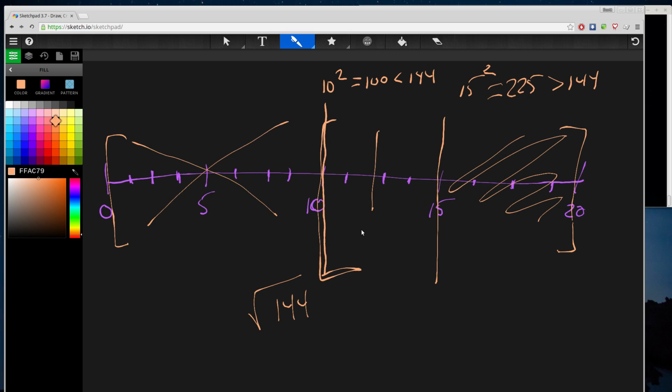And now I'm going to go to the 12.5. And 12.5 is going to be obviously a little larger than 144. We know that just because we understand what the square root of 144 is. So that's going to knock that out. And I'm going to keep splitting the difference, and eventually I'm going to get to 12.